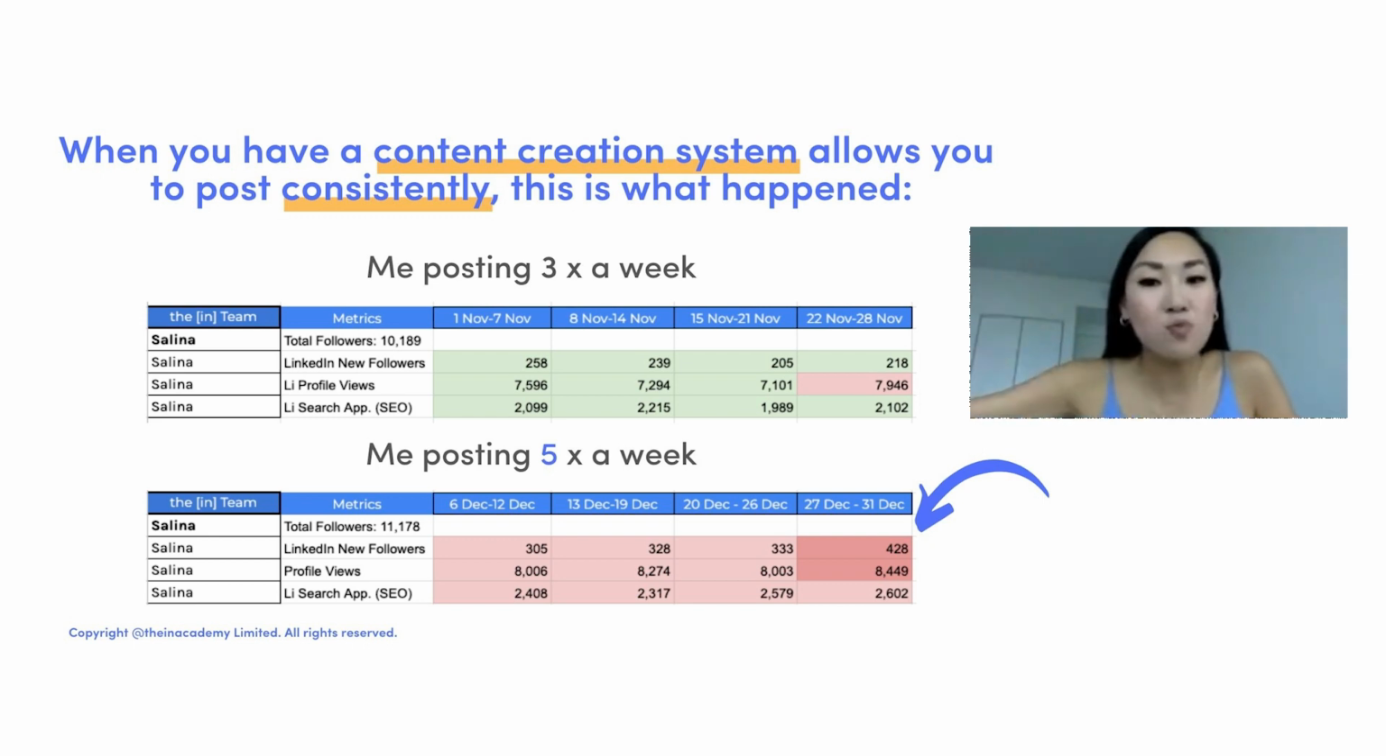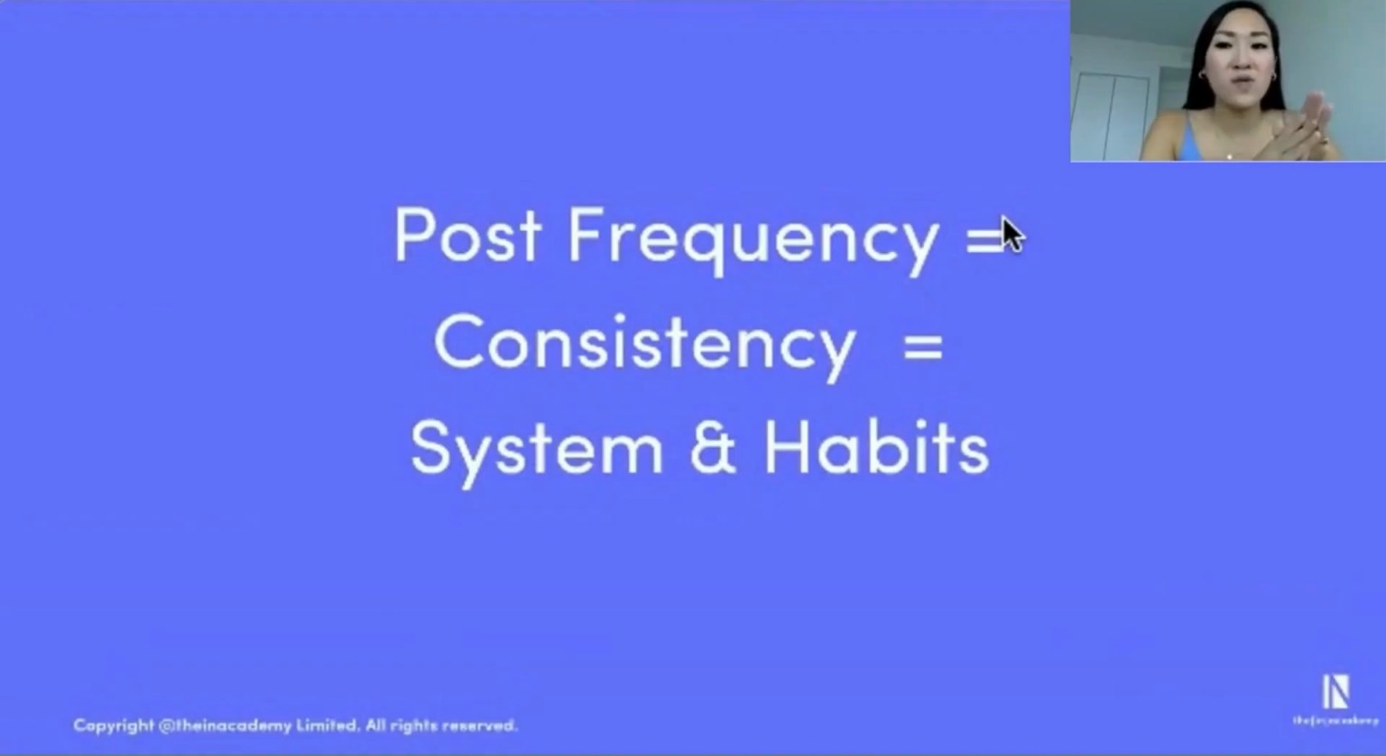But if I can ramp up and post 5 times a week, I'm not encouraging you to go from 0 to 5 times per week. This is not the strategy that I want for you to start with, because again, it's not sustainable. You need to have a content creation system in place to post and show up for your audience consistently. Post frequency equals consistency, and equals system and habit, right?